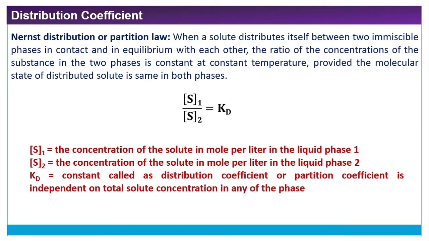Here S1 is the concentration of the solute in mole per liter in liquid phase 1, while S2 is the concentration of the solute in mole per liter in liquid phase 2, and Kd is the constant, called the distribution coefficient or partition coefficient. It is independent of the total solute concentration in any one phase.